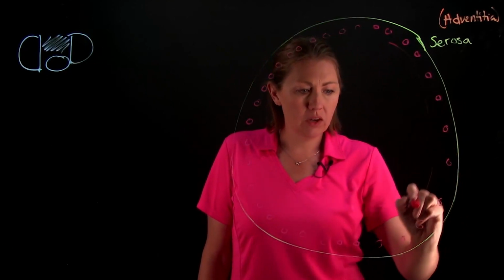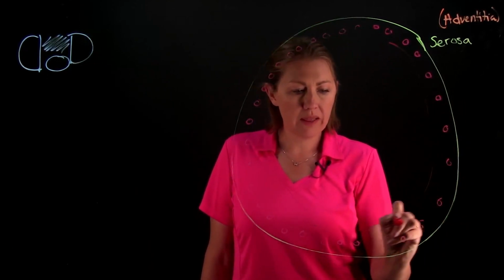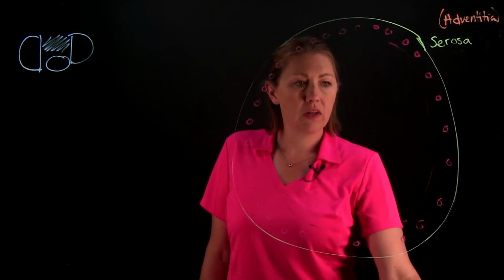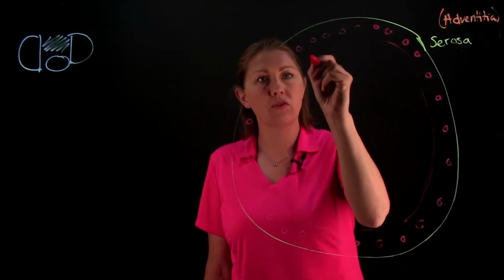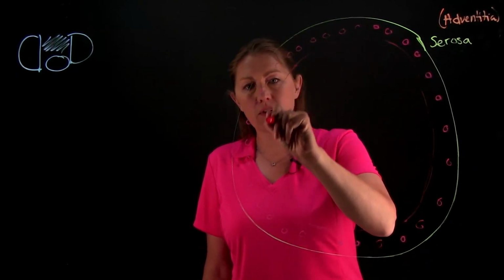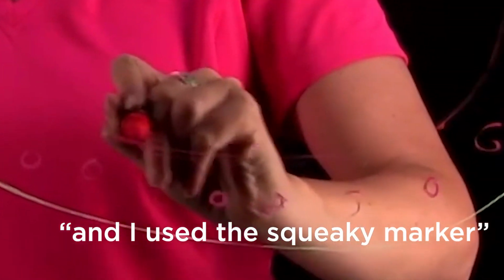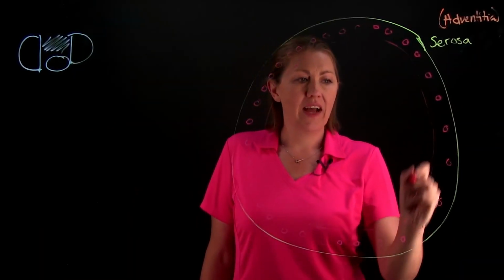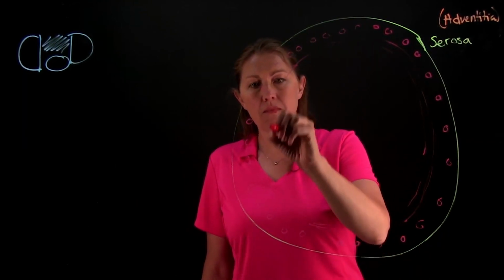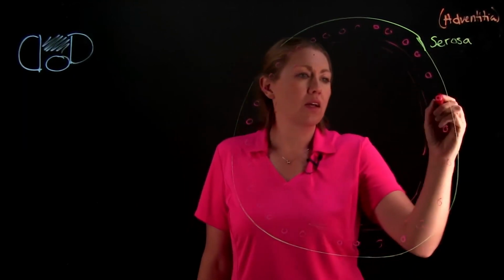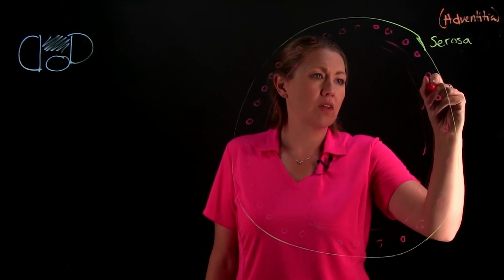Then we'll have an inner layer that'll break things down into different chunks for us. And so that's where we can get our segmentation. So we have our longitudinal on the outside, and then circular, and I used a squeaky marker, on the inside. And so this is all made out of muscle, so we'll call this the muscularis. So the muscularis with their two layers here.